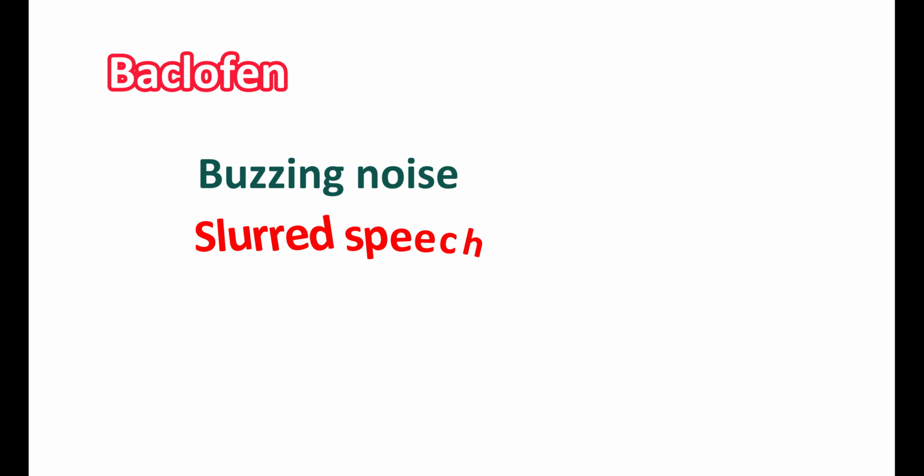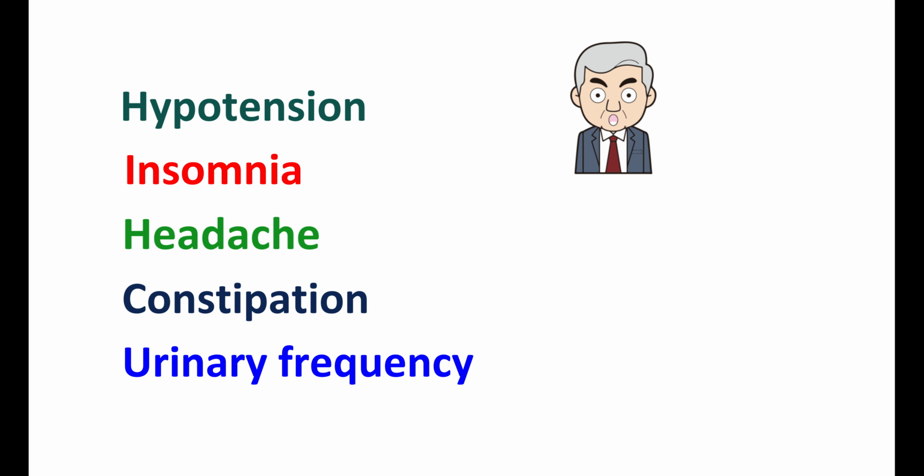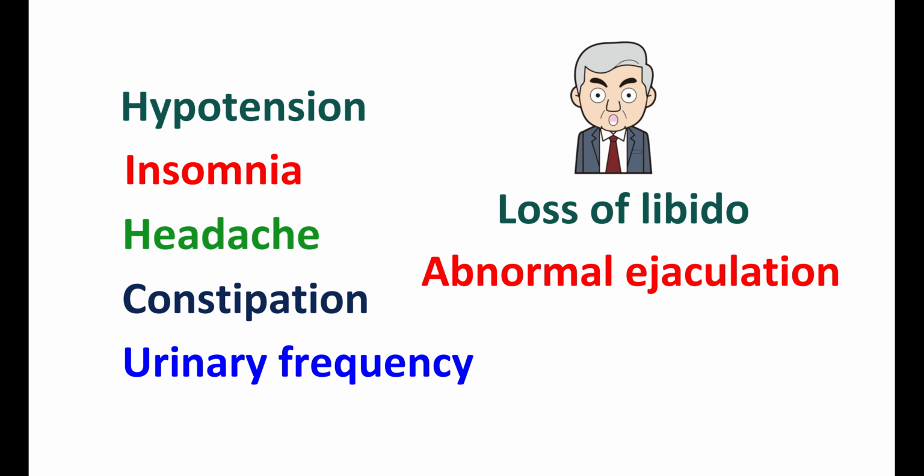Few people may experience buzzing noise in the ears, slurred speech, tremor, and blurred vision. Other side effects like hypotension, insomnia, headache, constipation, and increased urinary frequency can also be observed. In a few people, it also produces some sexual dysfunction, particularly leading to loss of libido and abnormal ejaculation.